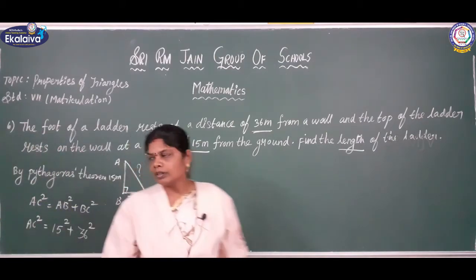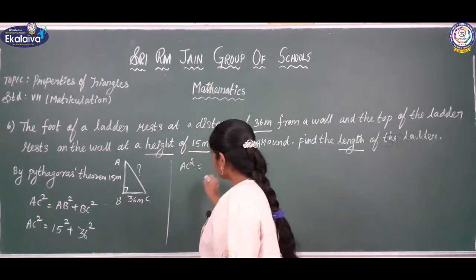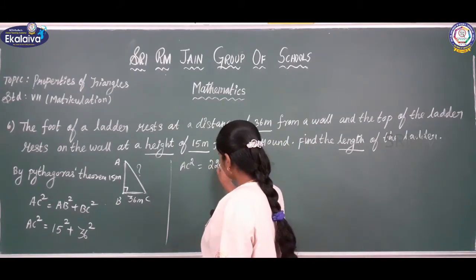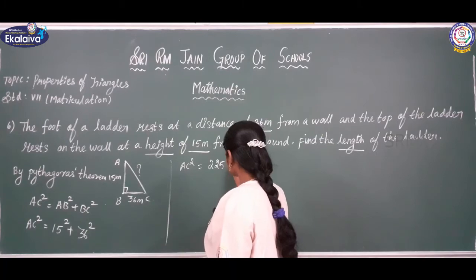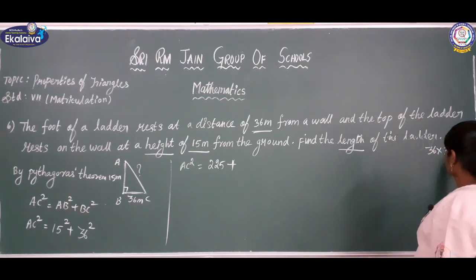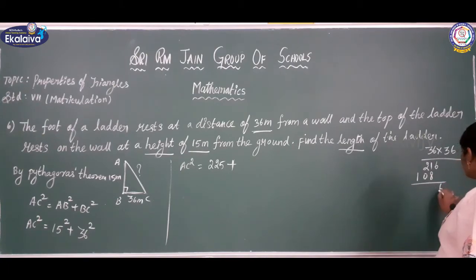AC square equals 15 square, you know that is 225, plus 36 square. Just find out 36 square, which means 36 into 36. 6 6s are 36, 6 remaining 3, 6 3s are 18, 18 plus 3 is 21, then 3 6s are 18, 8 remaining 1, 3 3s are 9, 9 plus 1 is 10, 6 9 2 1.